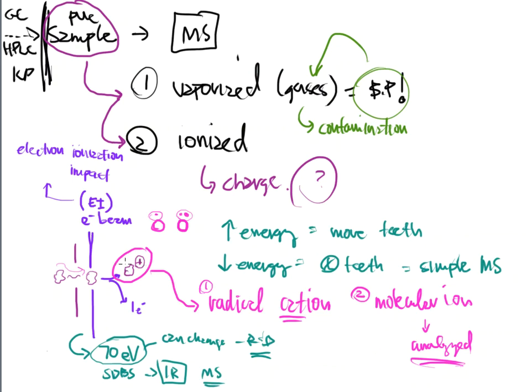All right, well, that's only one option. That's where things get a little complicated here. So option number one, the sample goes in, the sample becomes a cation, and then the cation gets detected eventually. There's a second option, though.